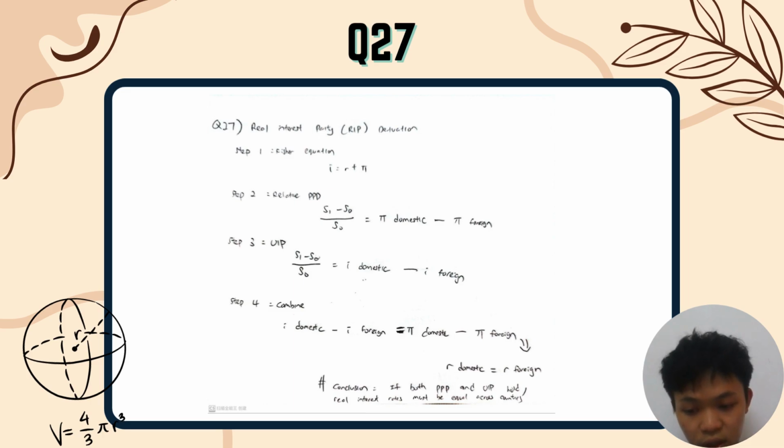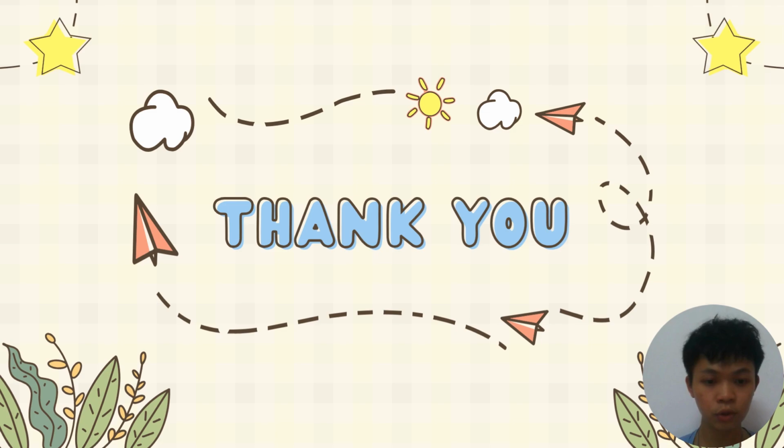So conclusion, if both PPP and UIP hold, the real interest rate must be equal across the countries.